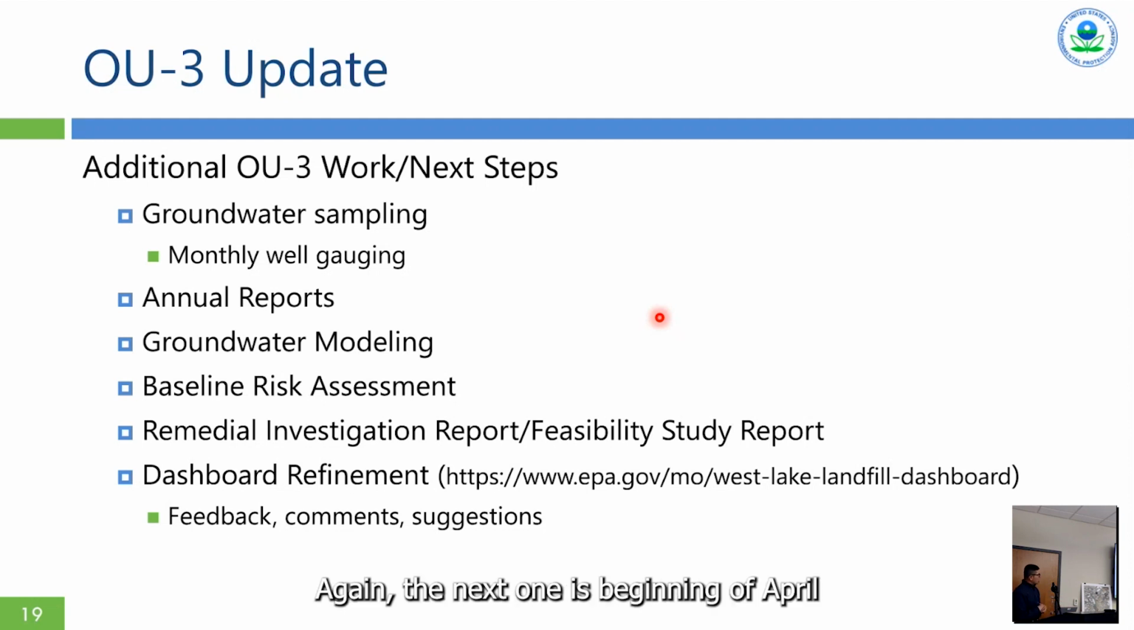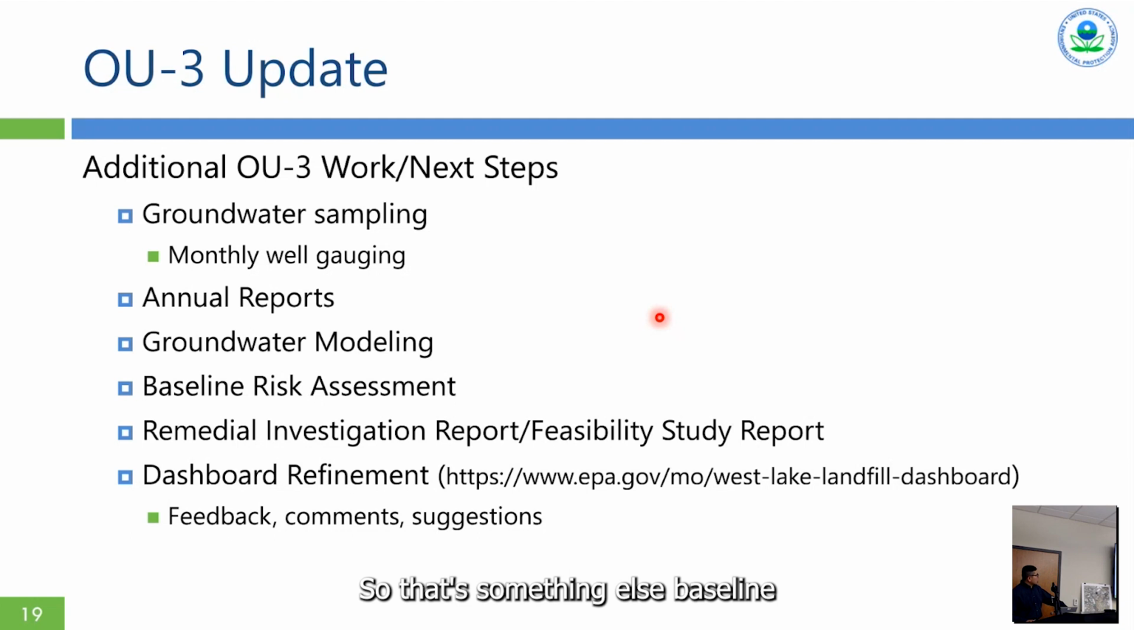Annual reports, again, the next one is beginning of April for 2023. Those are ongoing and in progress. Part of the settlement agreement talks about groundwater modeling, where a groundwater flow model will be established for the site. One big advantage of a groundwater flow model is that it's predictive. It's a useful tool to predict different scenarios for how groundwater will flow, and it can also inform the feasibility study when you're looking at different alternatives for cleanup.